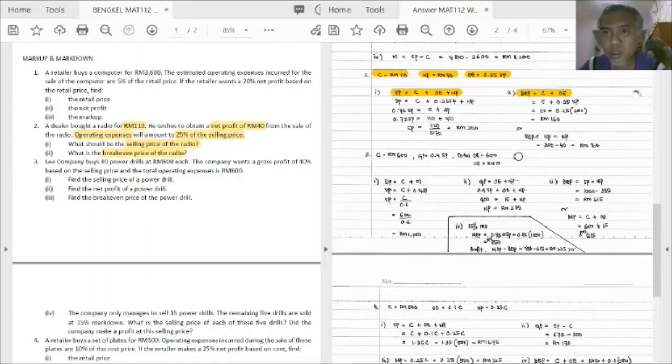Another way to calculate the break-even price is just by taking the difference between the selling price and the net profit. So that is 200 minus the 40 ringgit net profit. You get the answer to be 160 ringgit. So that is how you solve the problems related to markup, markdown, or mathematics of retailing. This is the solution for question number 2.